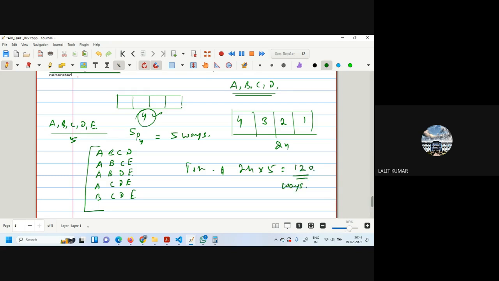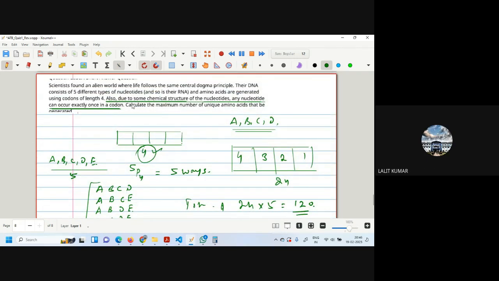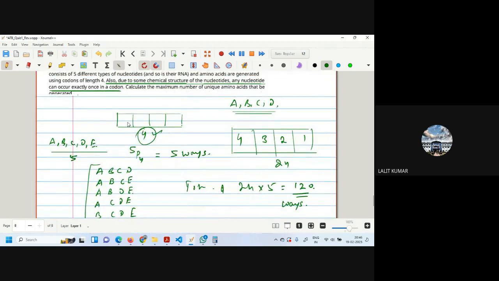Is that okay? Can you explain it once again? Okay. They have given this constraint that due to some chemical structure of the nucleotide, any nucleotide can occur exactly once in a codon. Earlier, if it is not happening only once, then we can have 4, 4, 4, 4. But it is saying that if I have selected, for example, A, then A cannot come here.